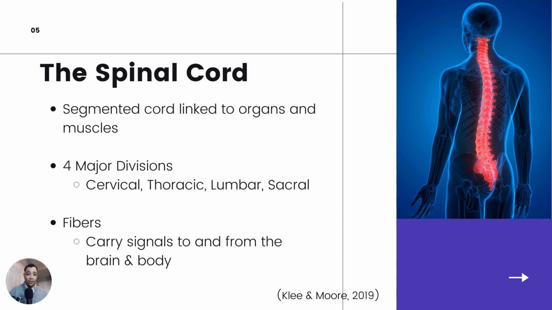Now, the spinal cord is a segmented cord linked to every organ and muscle in the body. So you can look at it kind of like an electric socket, and there are different appliances connected to that. And this is that meridian area in the body. There are four major divisions: the cervical, thoracic, lumbar, and the sacral area. And basically, it goes from the neck to the sacrum, which is the bottom of the spine, between the two hip bones of the pelvis.